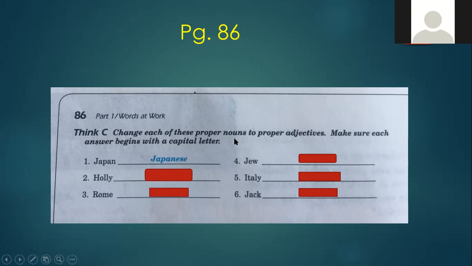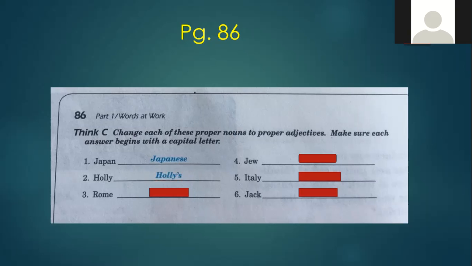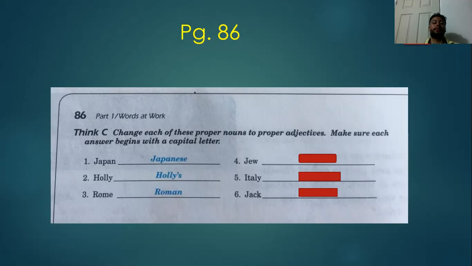Dimitri was close. But in this case, Holly's is with an apostrophe. Holly's is describing Holly's what? Holly's temple, for example. Holly's house. I don't know. It depends. Right? Three. Rome. The Roman. Roman, yes. Roman people. Roman dog in that case. Roman, etc. Right?